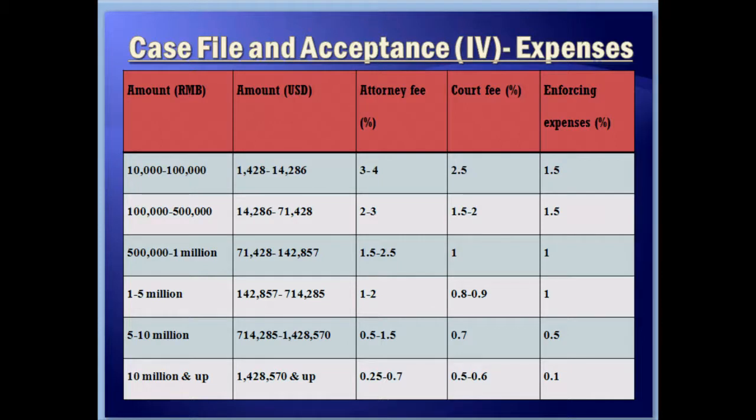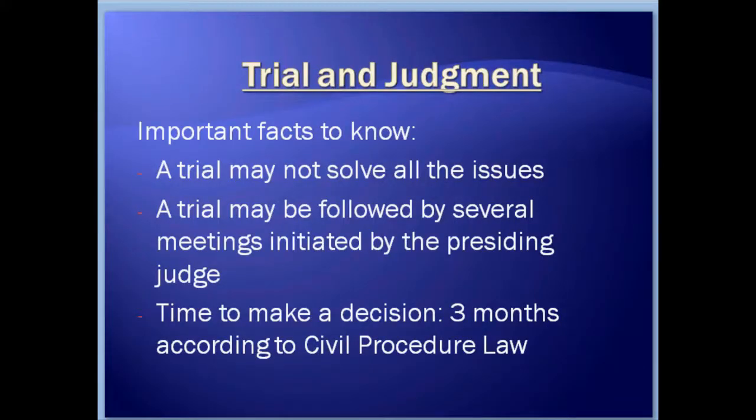Okay, the complaint is filed and served, and the next step is the court trial. Be prepared that a trial may not solve all the issues. A trial may be followed by several meetings initiated by the presiding judge. The time to make a decision after the trial is 3 months according to the civil procedure law, which is rarely true. Most of the time it takes longer, or double.